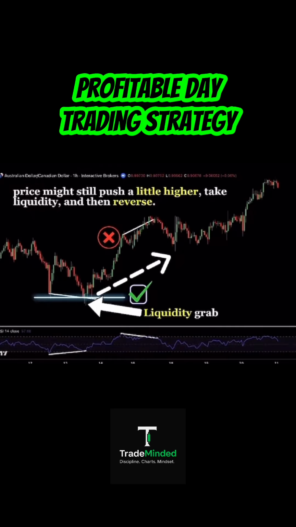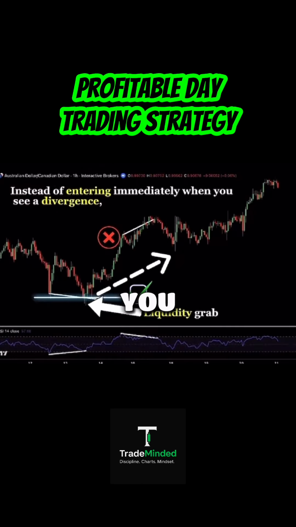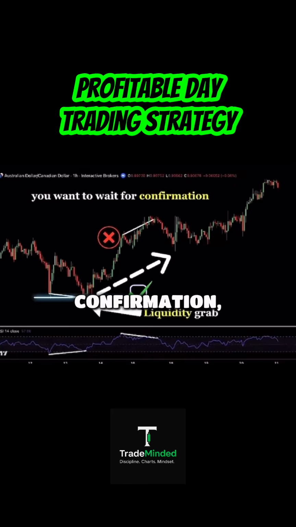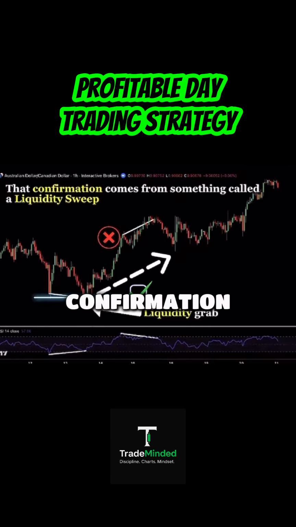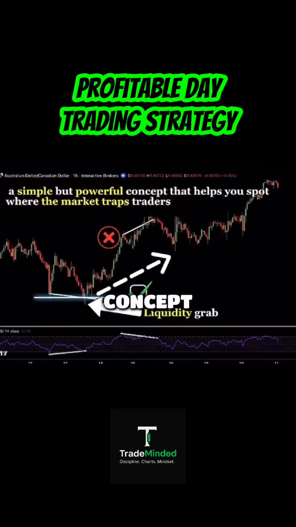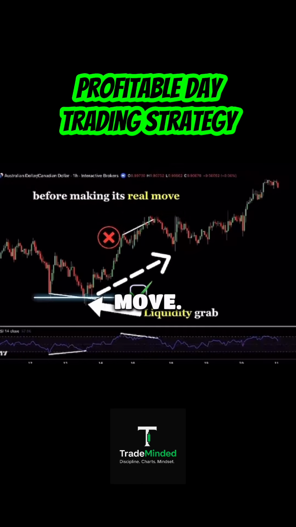and then reverse. Instead of entering immediately when you see a divergence, you want to wait for confirmation, a clear sign that smart money has finished grabbing liquidity and that the reversal is real. That confirmation comes from something called a liquidity sweep, a simple but powerful concept that helps you spot where the market traps traders before making its real move.